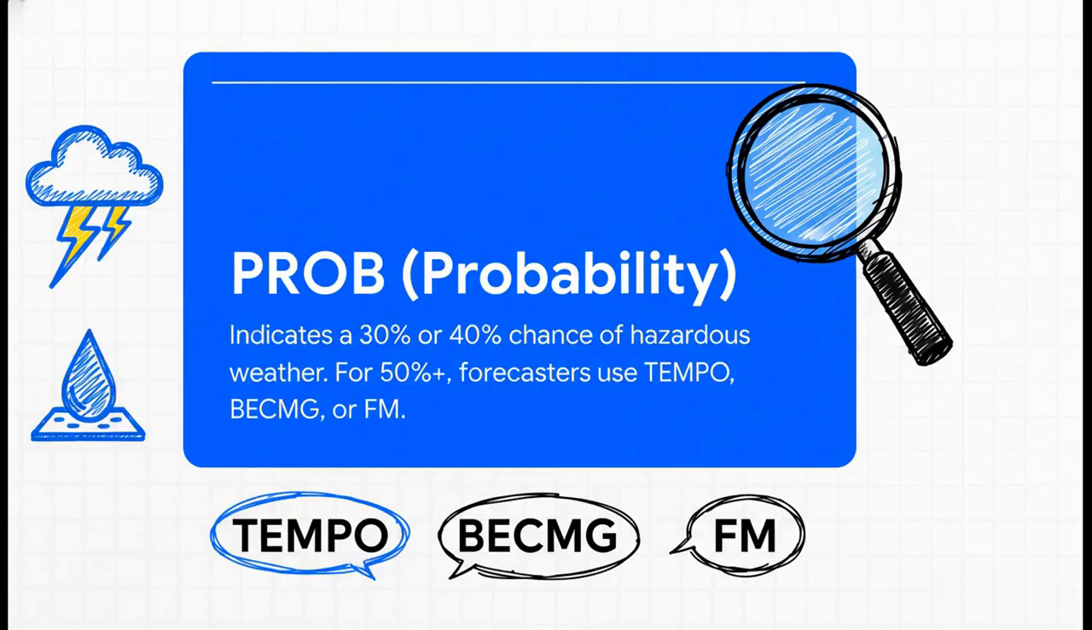And finally, we have probe. This is a special tool that forecasters only use for a 30% or 40% chance of something significant, like thunderstorms or freezing rain. It's their way of giving you a heads up. Now, what if the chance is 50% or higher? Well, then they won't use probe. They're confident enough to just put it in the forecast using tempo or FM.